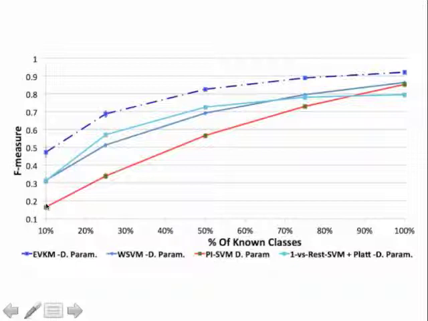So EVKM is faster, very good with its default parameters, and for open set testing is the best performing algorithm on this Alloy dataset, and for both closed and open set testing.